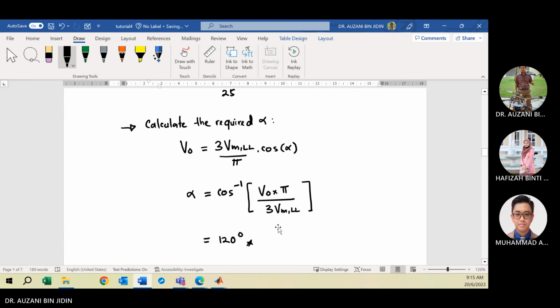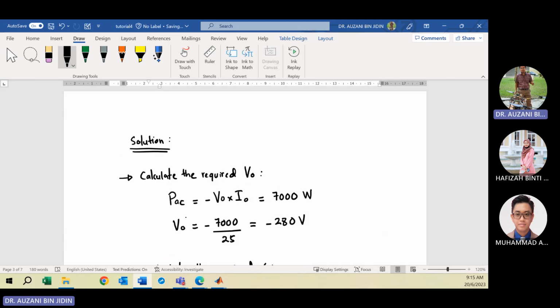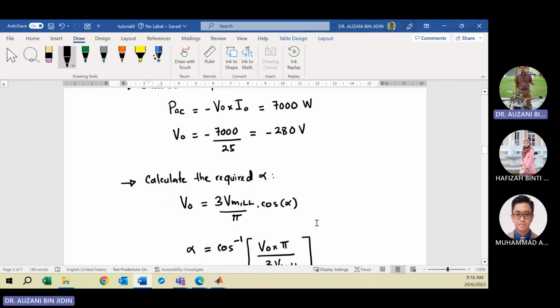Okay, then you calculate the PO, where the PAC, the power to be transferred to the AC, is given, which is 7 kilowatt. Then you can simply calculate the VO by 7 kilowatt divided by the output current, where the output current is given, which is 25 ampere. So then from here you get the output voltage. The output voltage must be negative because this converter operates as an inverter. So make sure the output voltage is negative.